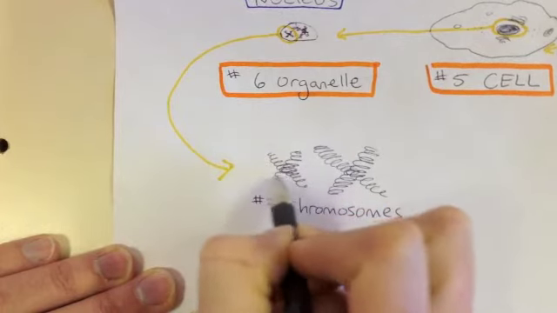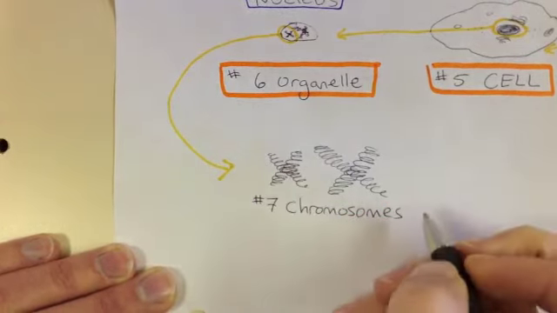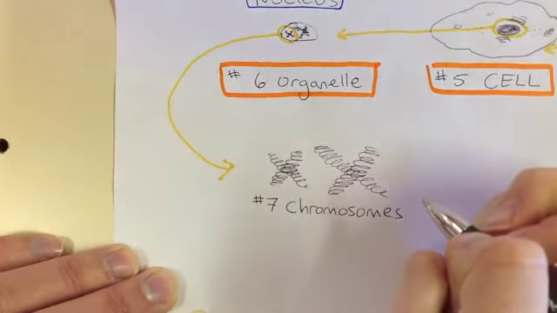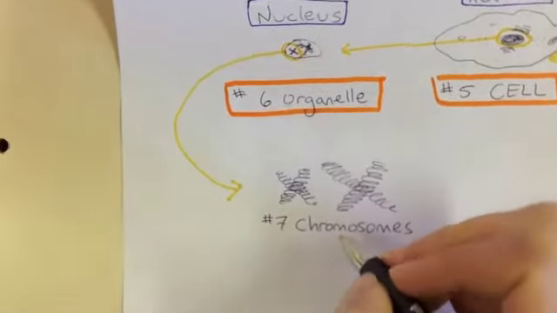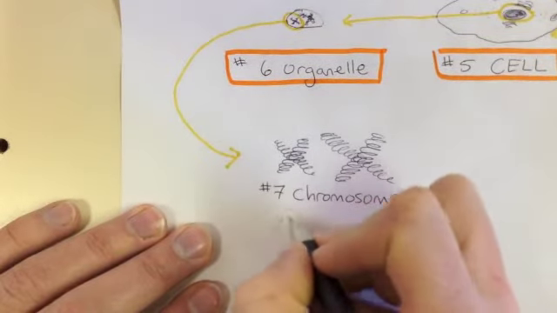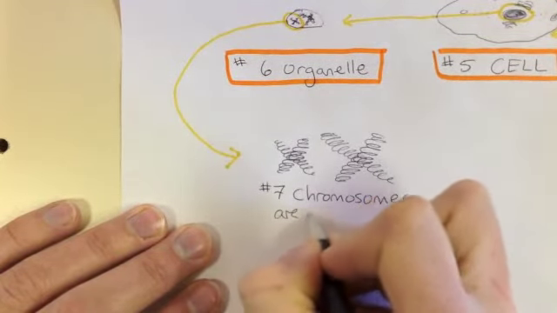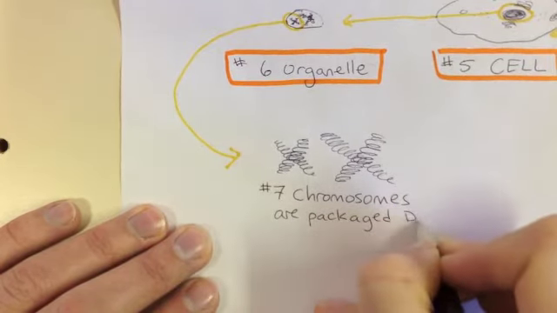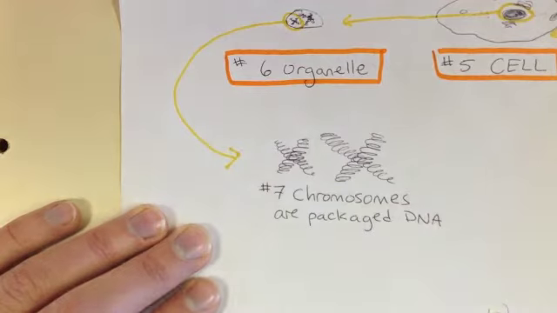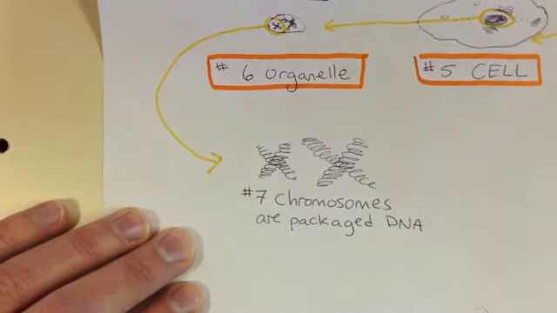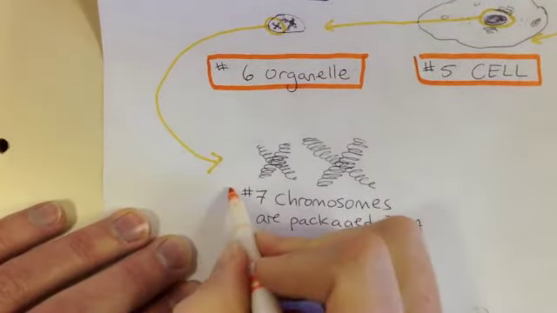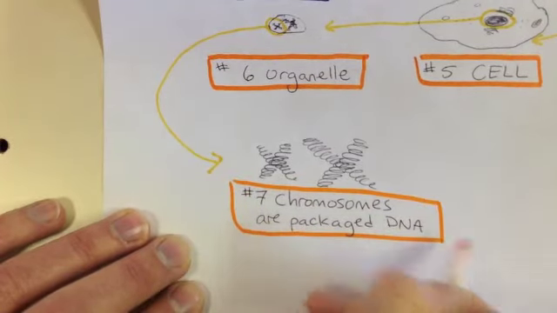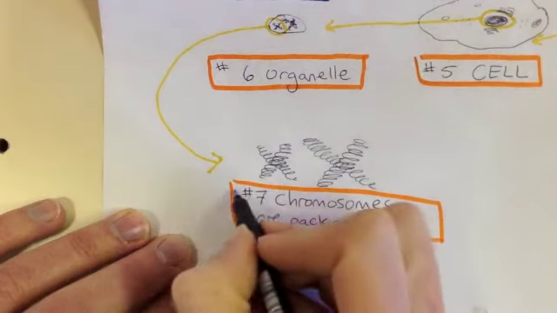So I'm making it a squiggle because chromosomes are made of DNA, and DNA is in the shape of a double helix. So chromosomes are packaged DNA. So it's DNA that is in a nice, neat package. And this is the level of organization and the example. So this one is going to have 2 colors that are associated with it.